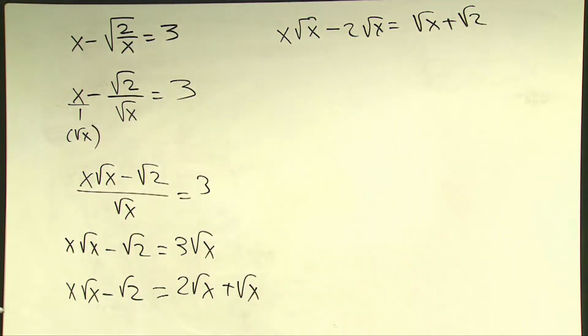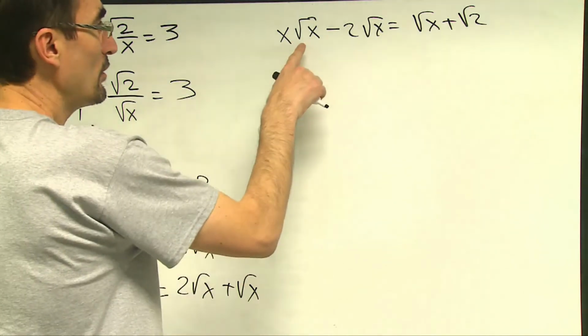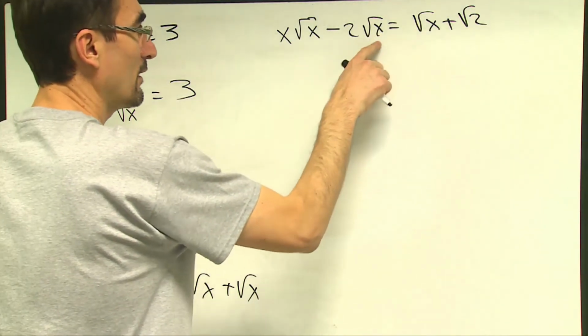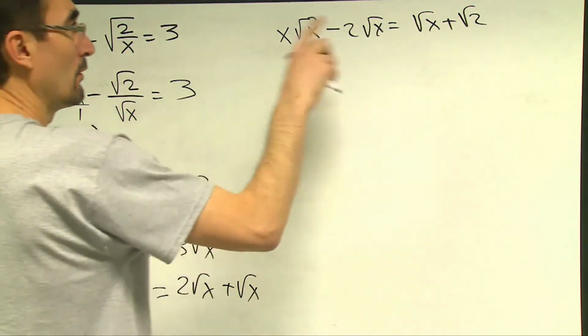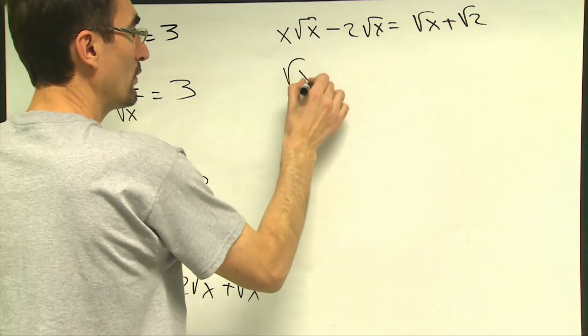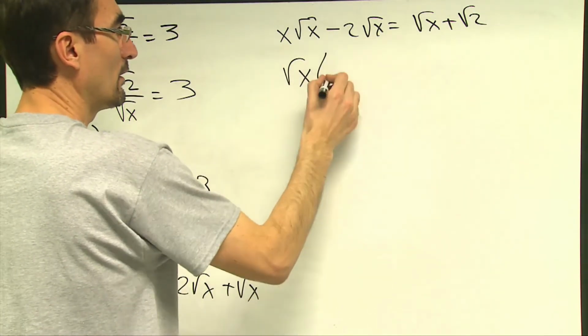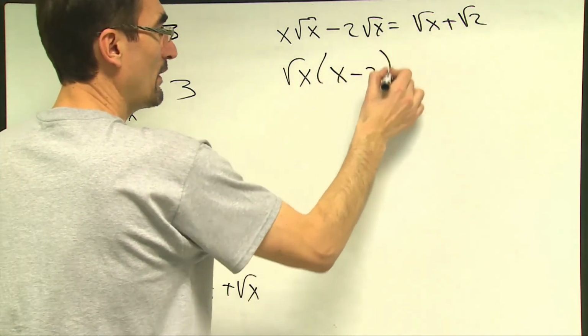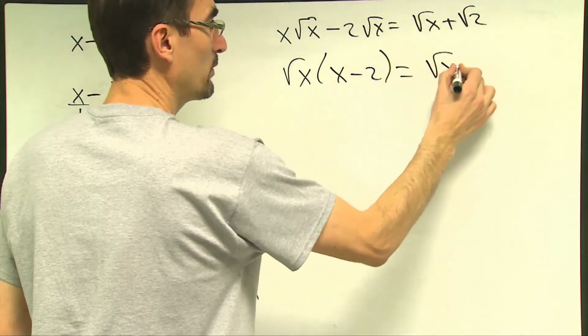Now remember, we called this problem difference of 2 squares, and I'll be using it. Here comes that part. As you may notice, we have the square root of x as the common expression for both, so I'm going to pull that out, square root of x. In parentheses, I am going to have x minus 2 equals root x plus root 2.